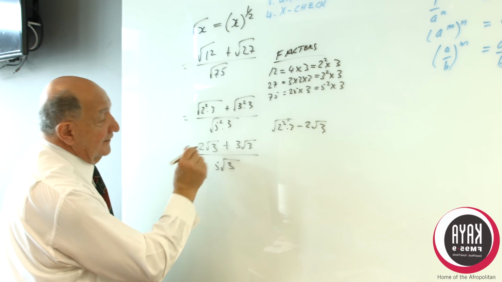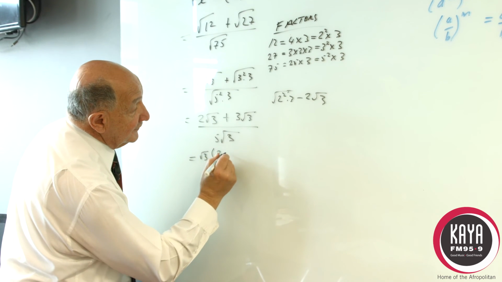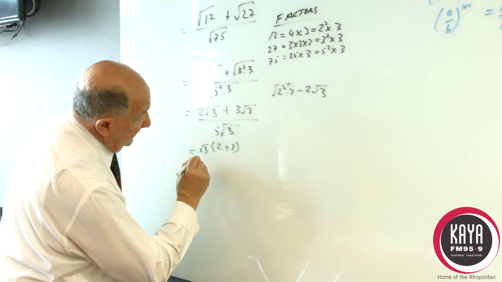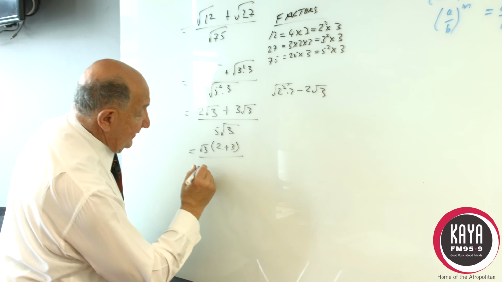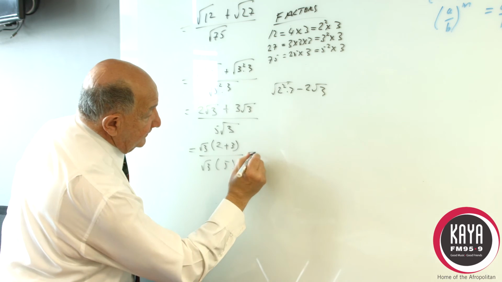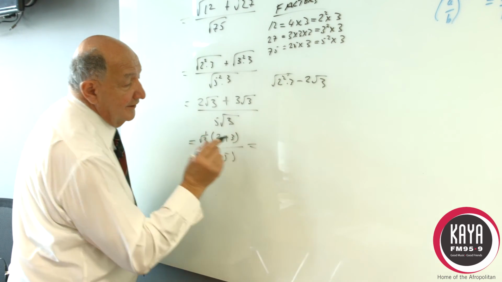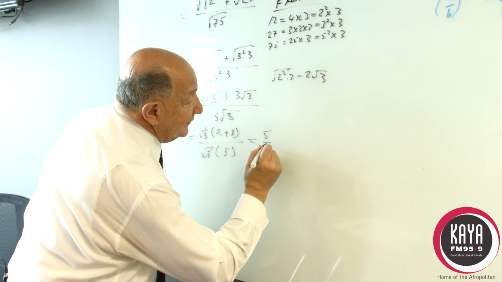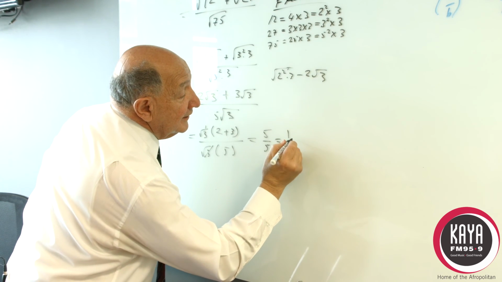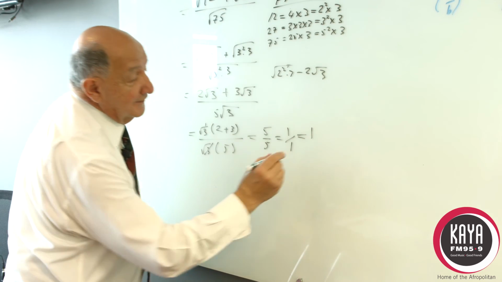We take out root 3 as a common factor, and we have 2 plus 3. And then underneath here we take out root 3 and we will have 5. You can see now that the 3's can cancel, and we have 5 over 5, which is 1 divided by 1, which equals 1. And there's your answer.